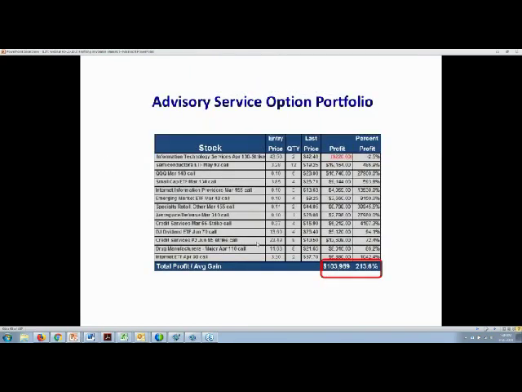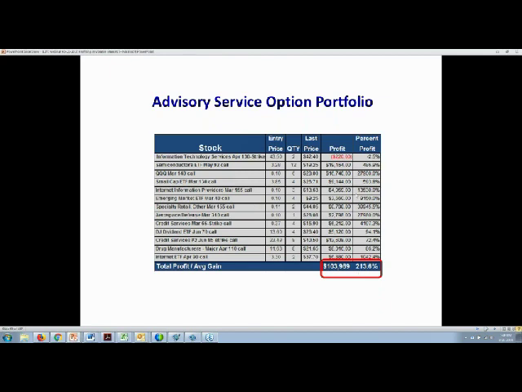So here's our current portfolio of options, and we have $103,000 open trade profit and an average return of 213% in our option portfolio. This column lists the options that we own, our entry price, and then the current price, and then the profit and percent return. So average return of 213%.